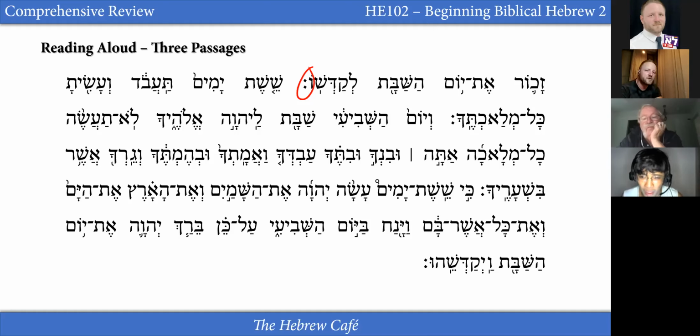Notice that the aleph here is completely useless. It's quiescent.